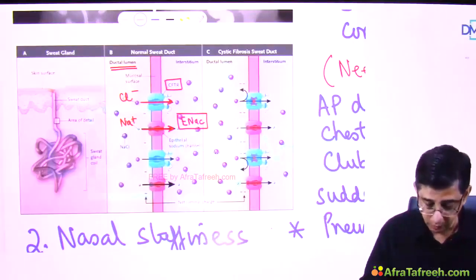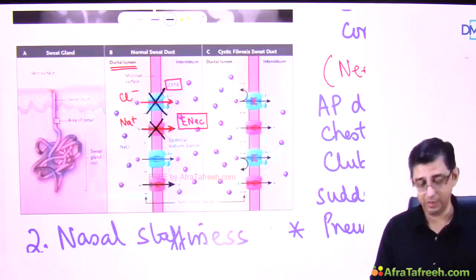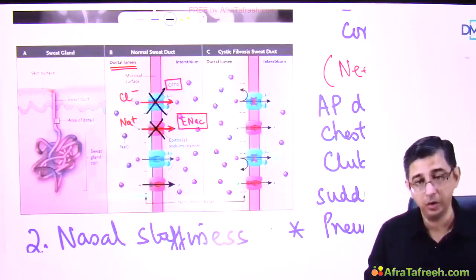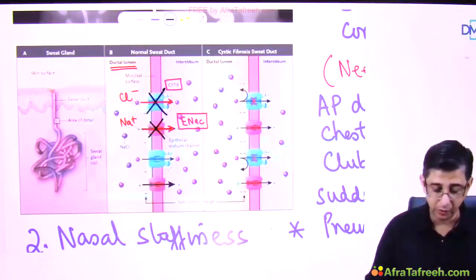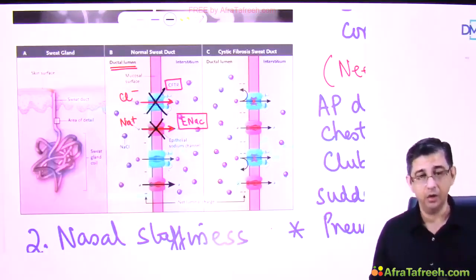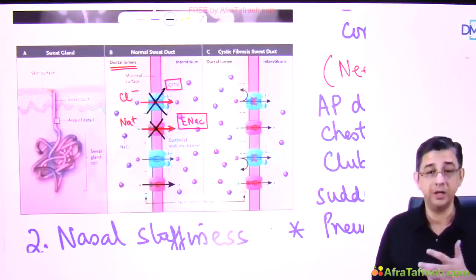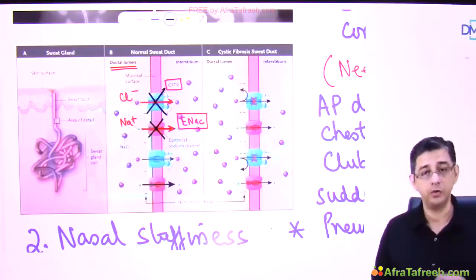Now if I just put a cross here, then you can see the fact that both salt, that is sodium, and chloride, both are not going to be reabsorbed. So the sweat of these patients will be having a higher concentration of both sodium and chloride. Now, when a mother is going to kiss this child of cystic fibrosis, she might say salty texture of the skin. So you would have read about salty baby syndrome.